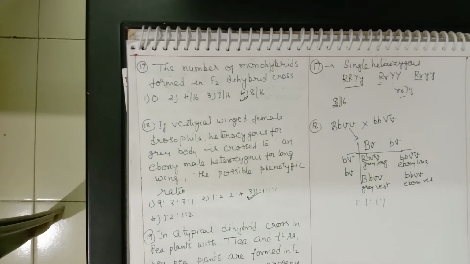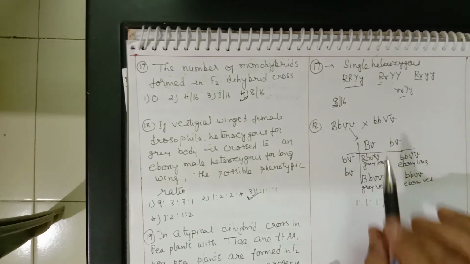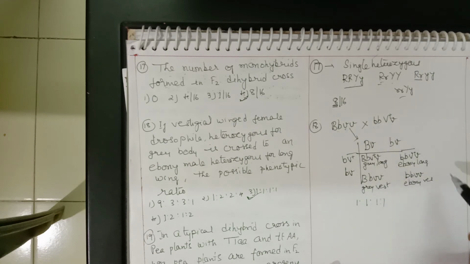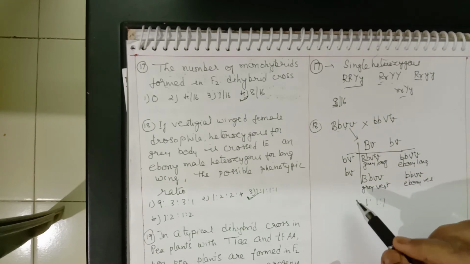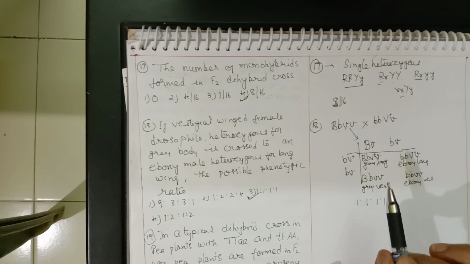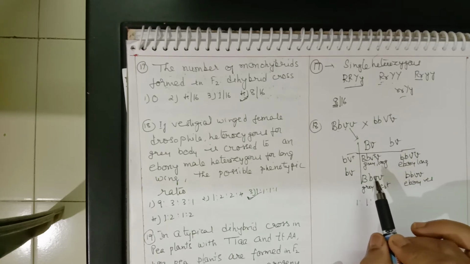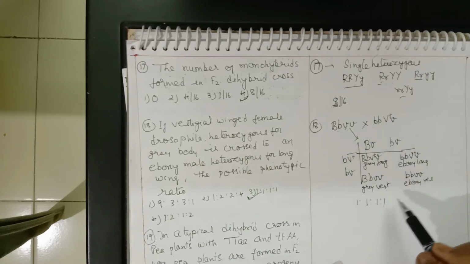It is very important for such questions to first write the genotypes, and then quickly you can make a cross. This entire thing will take just 1 minute. Maybe my explanation takes a little time, but when you write it, you are going to take only 1 minute. Okay, now next question.